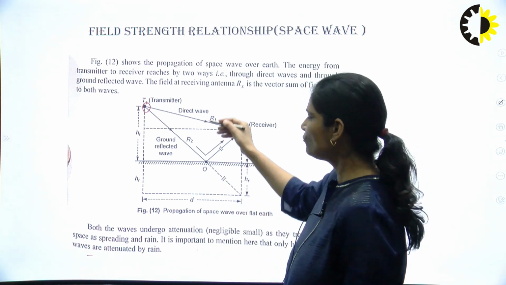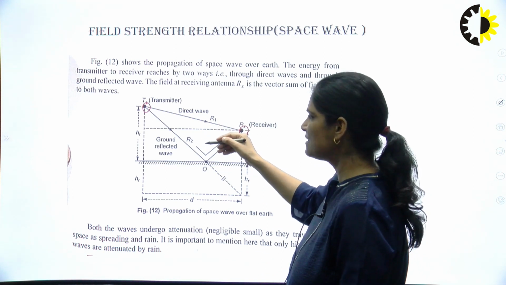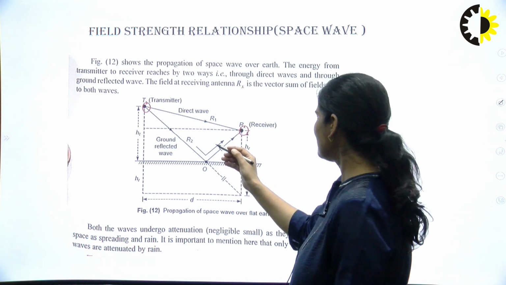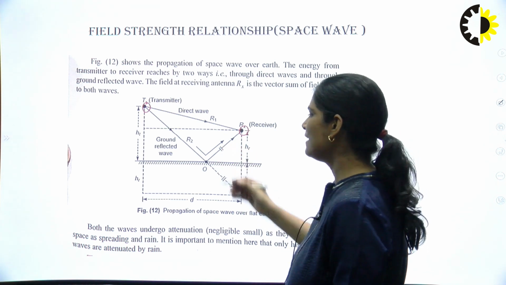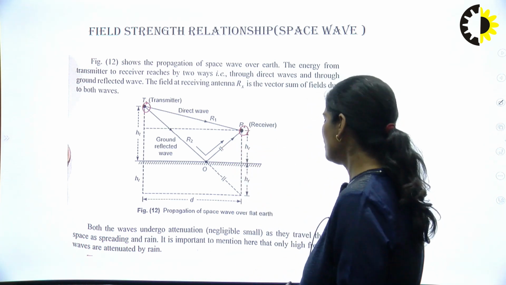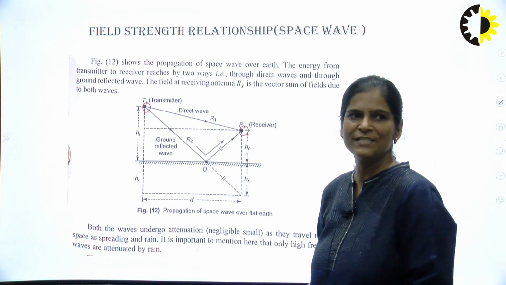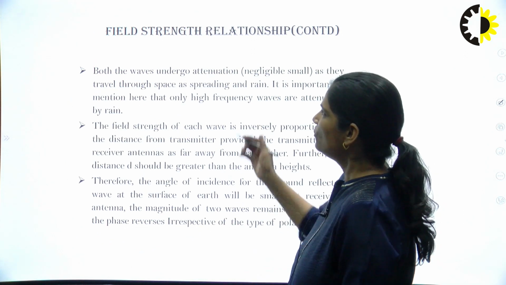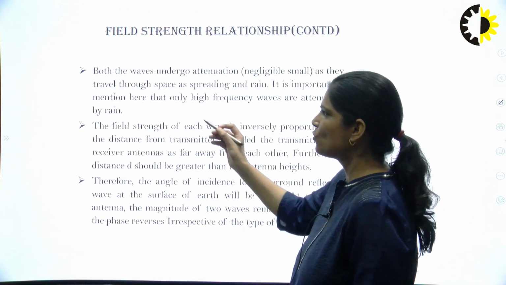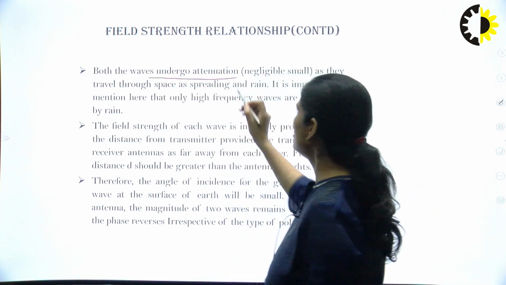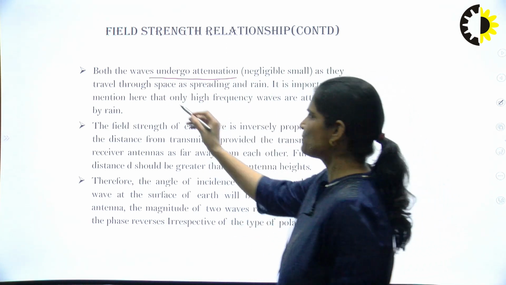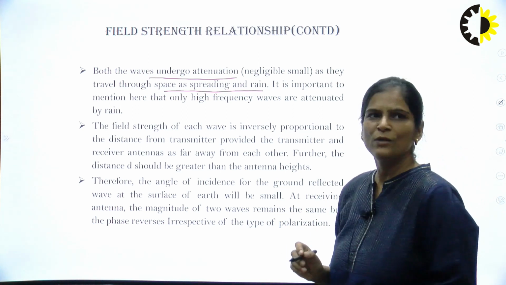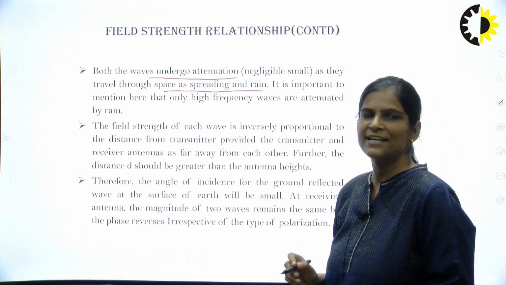Now here both waves undergo attenuation as they travel through space, as spreading and rain. It is important to mention here that only high frequency waves are attenuated by the rain. Now, field strength relationship: both the waves undergo attenuation as they travel through space, as spreading and rain. Only high frequency waves are attenuated by rain.